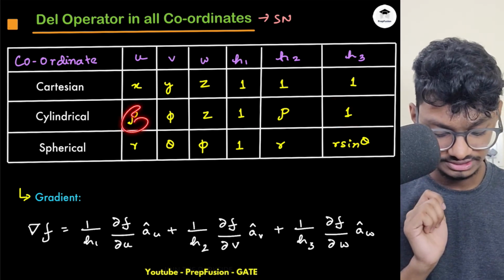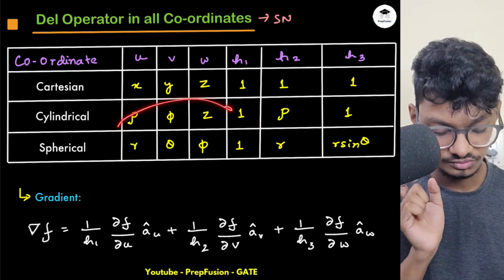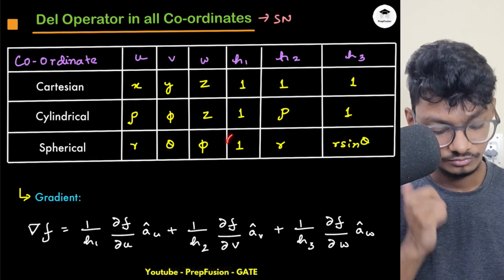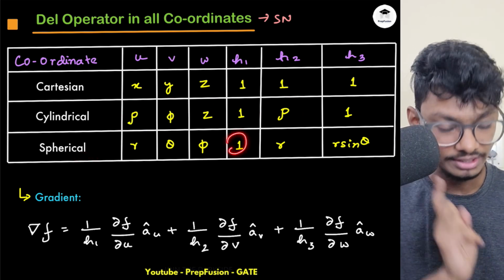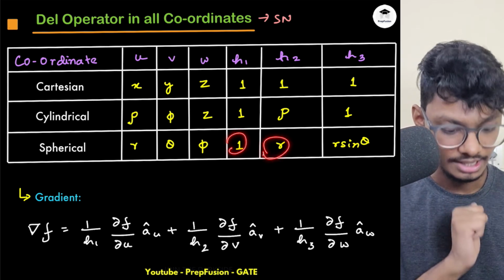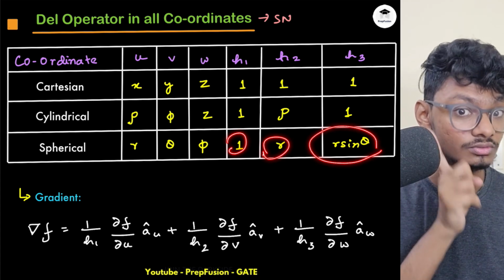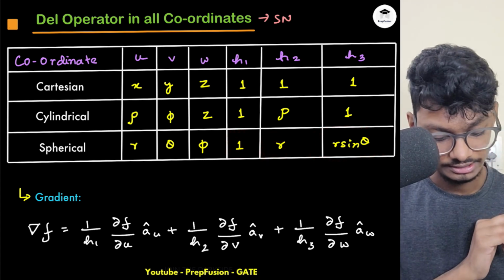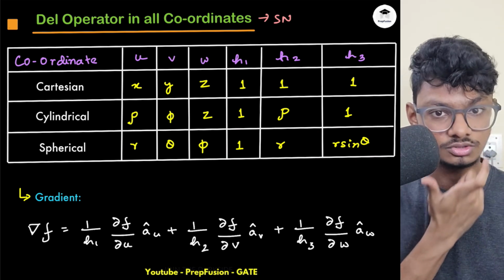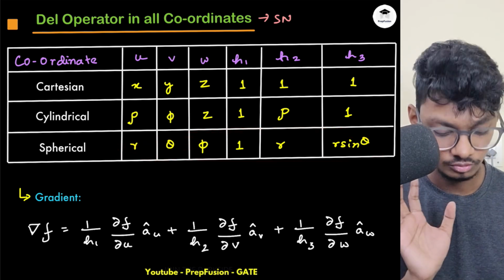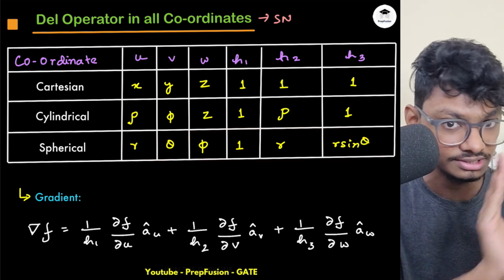Why is this rho? I will explain. Then in case of spherical, H1 will be 1 again, this will be R and this will be R sine theta. Because Z equals what? Z equals R sine theta. That's why. And you might ask, sir, rho equals R cos theta, but here we don't have any rho, so that's why R cos theta doesn't come.